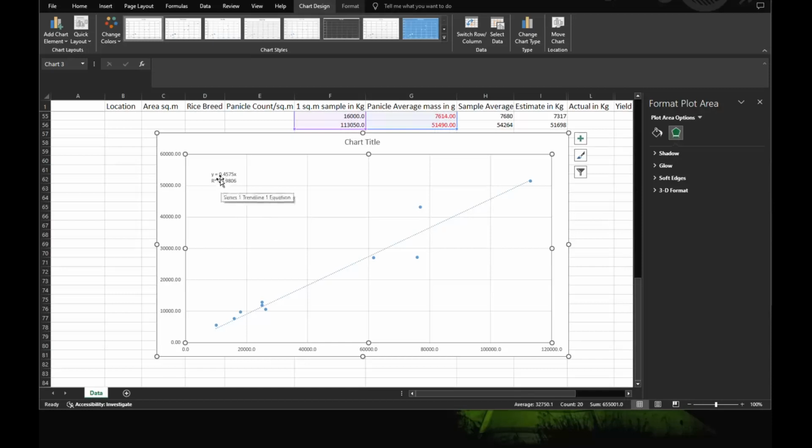And when you look at r, what is it? What does r mean? R is the coefficient of determination. The closer it is to 1, the better the trend, meaning that it matches the trend.